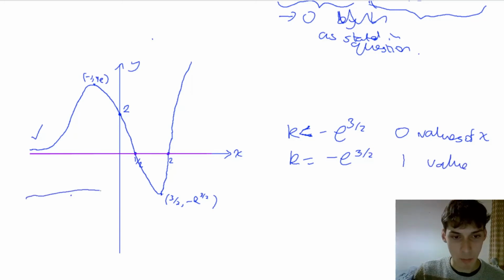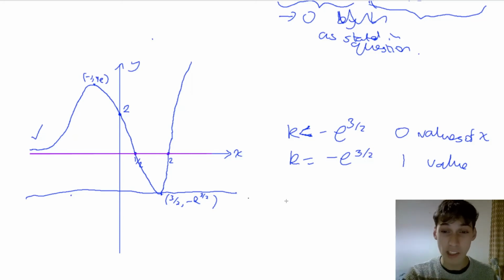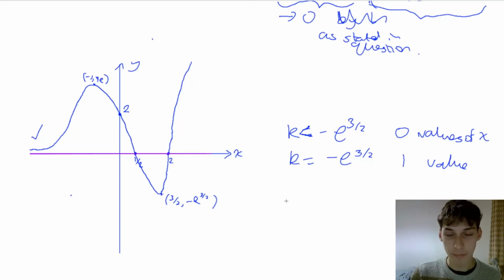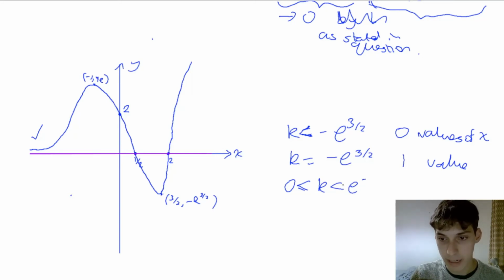And that's where we intersect exactly here. If we're a little bit below, there's no intersections. If we're a little bit above, there's two intersections. So that's why there's just the equals. Now, if we have 0 is less than or equal to k is less than e to the 3 over 2, then we have two values.